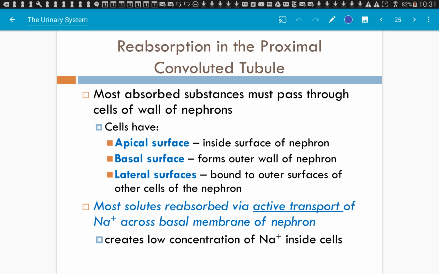Okay, so reabsorption, we're still talking about reabsorption, and the first part happens in our proximal convoluted tubule, which we abbreviate PCT, because who wants to write that down every time?